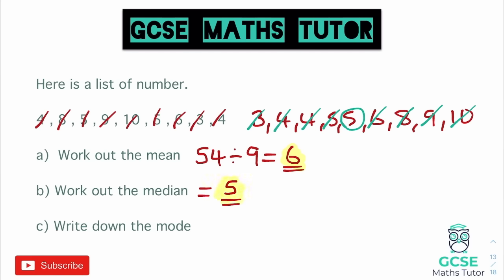Now if you do get 2 numbers in the middle, so say for example there was a 5 and a 6 in the middle and there was 2 left, you would just add them both together and then divide by 2, essentially finding the mean of 2 numbers. So add them together and divide them by 2.